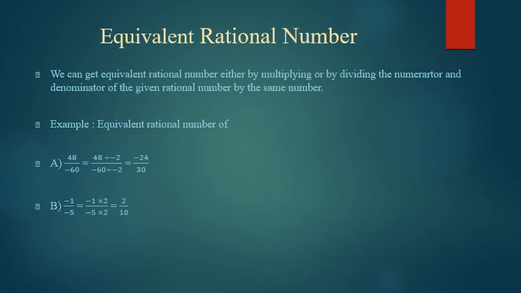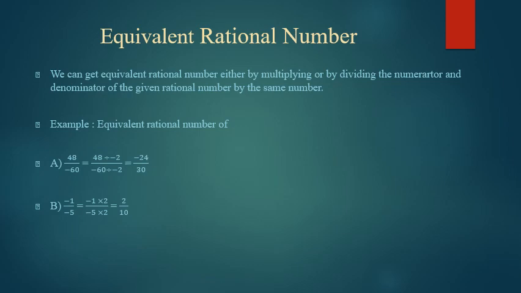Now equivalent rational numbers. As we already learned in the case of fractions how we can make an equivalent fraction, in the same manner we can make an equivalent rational number also. So we can get an equivalent rational number either by multiplying or by dividing the numerator and denominator of the given rational number by the same number. For example, 48 upon minus 60 can be written as minus 24 upon 30, which is the equivalent form of 48 upon minus 60, that we get by just dividing 48 upon minus 60 by minus 2 in both numerator and denominator.